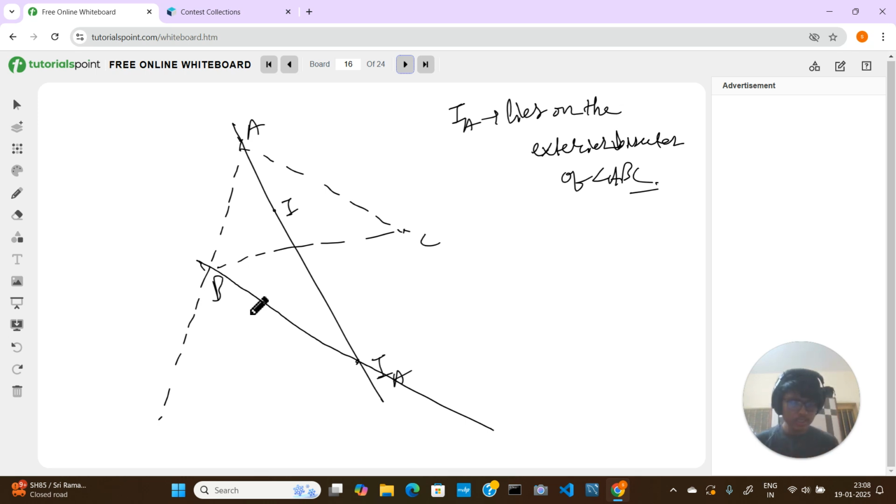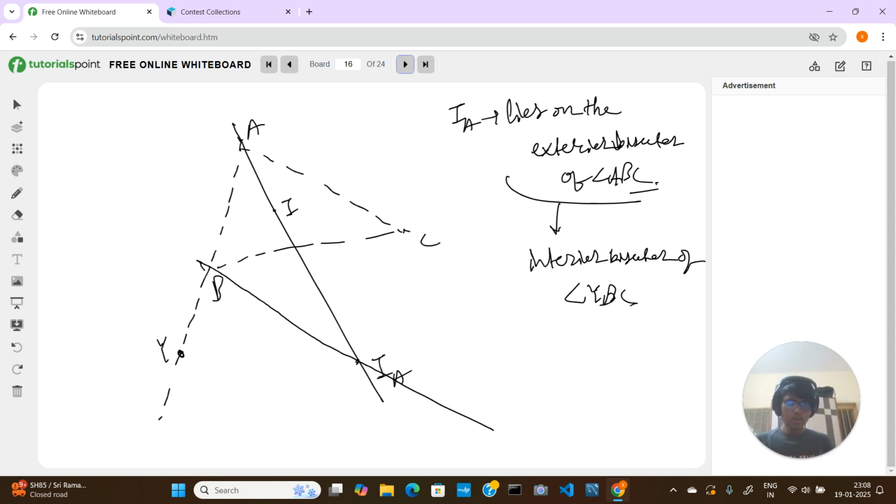So just think on this way. Suppose you have some point Y on this extended line AB. This exterior bisector of angle ABC is basically the interior bisector of angle YBC. So somehow if you get a point Y on the line AB, then you can easily construct the bisector of YBC.